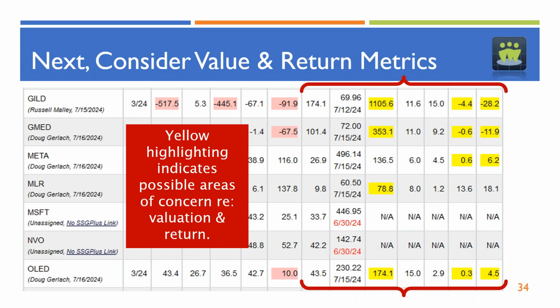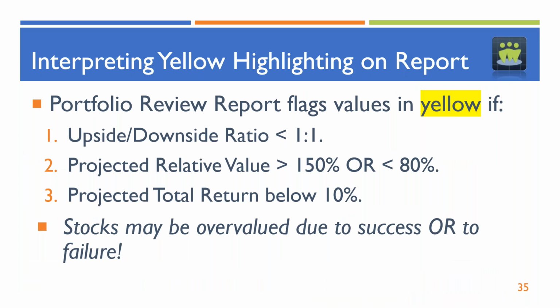So those are my thoughts on the fundamental process. We're going to turn to the right side, which is the value and return metrics, right? So the yellow highlighting gives us areas of possible concern. The yellow items are flagged if the upside downside ratio is less than 1-to-1, if the projected relative value is greater than 150% or less than 80%, or if the projected total return is below 10%.